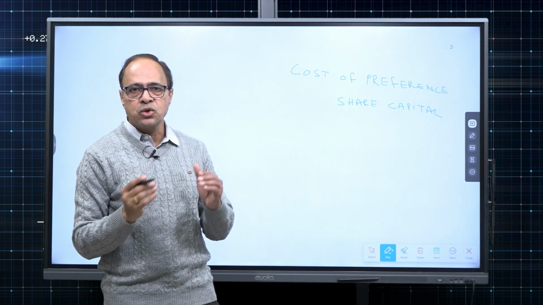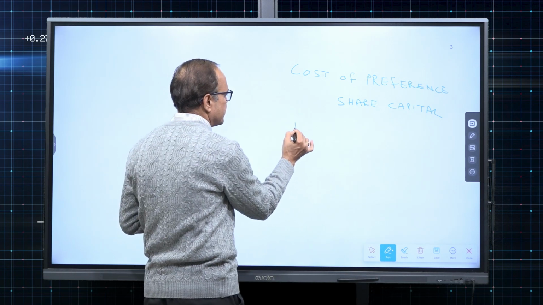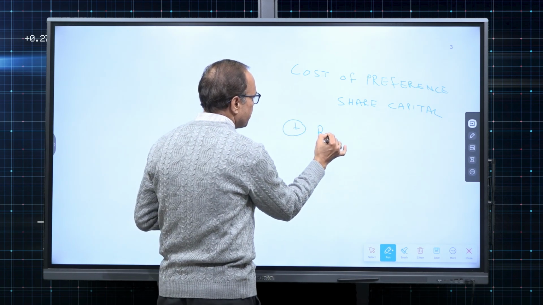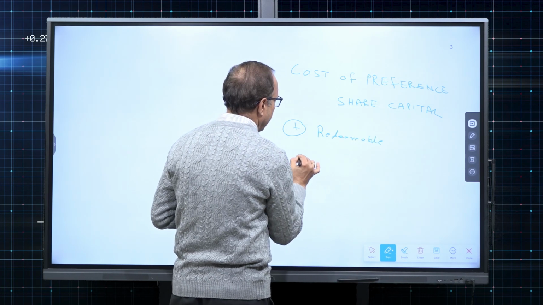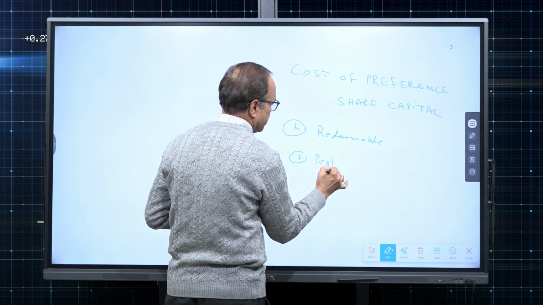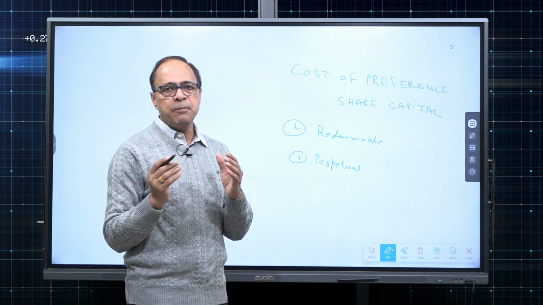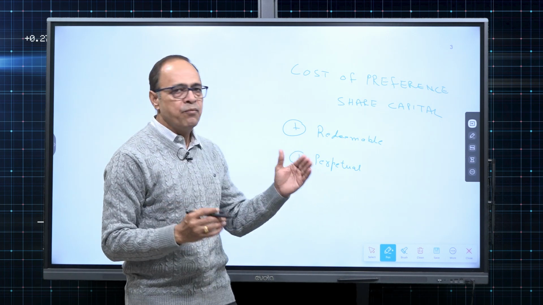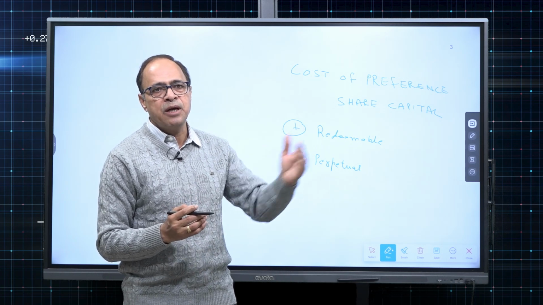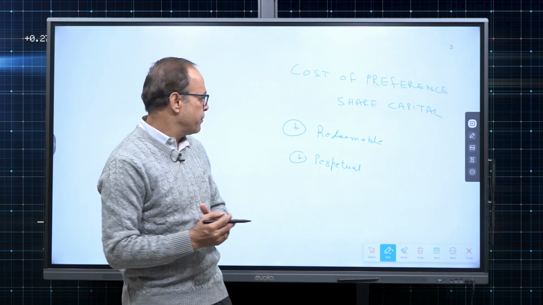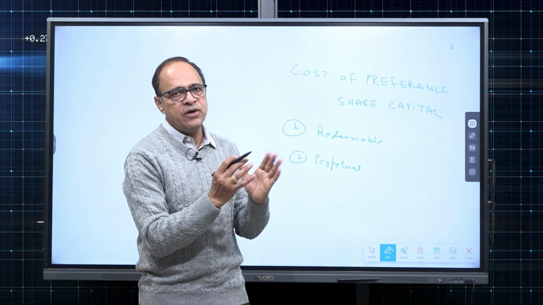Now, when we have to calculate cost of preference share capital, in case of preference share capital also, we can have two kinds of preference shares, redeemable and perpetual. Redeemable preference shares are the ones in which the company will pay a fixed percentage of dividend year on year till maturity, and on maturity the principal amount or the promised amount will be returned back. Perpetual will be the one in which every year the company will pay the dividend till the lifetime of the company.